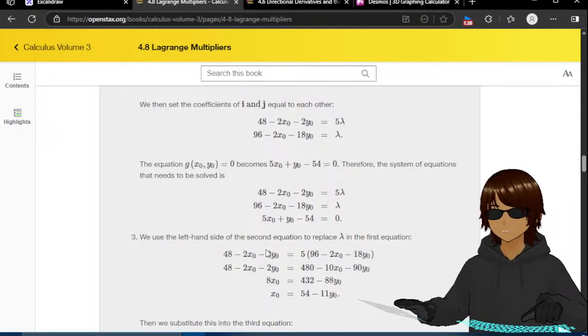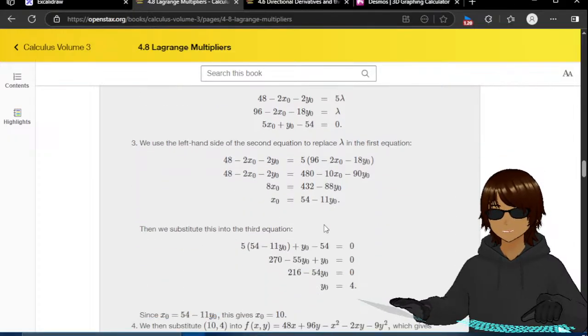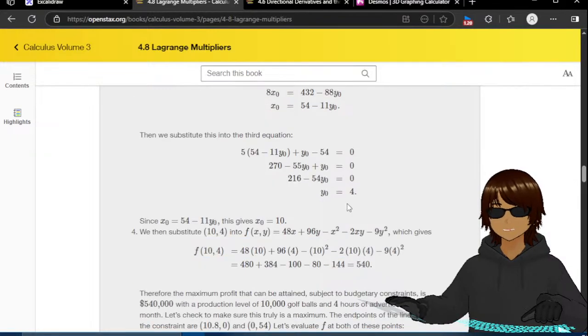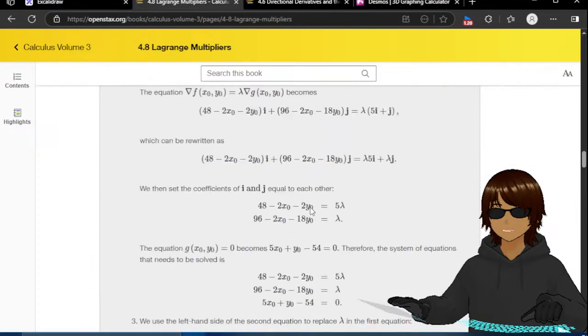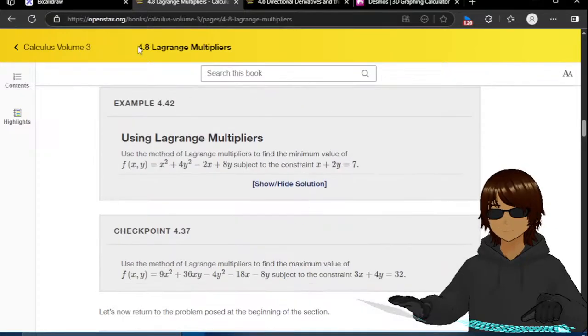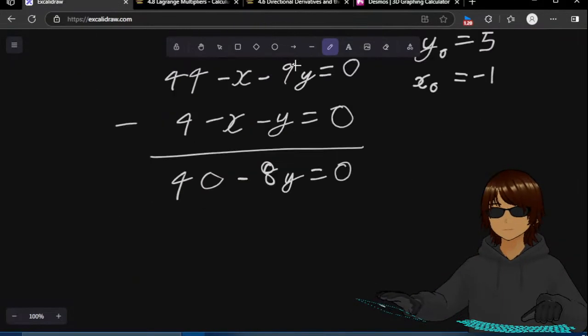You have this. Then they substituted lambda. They simplified to get this. But then they have this equation also, right? So they got y naught is 4 and x naught is 10. Now then they got 540. Okay. Yeah, I did all of that wrong.